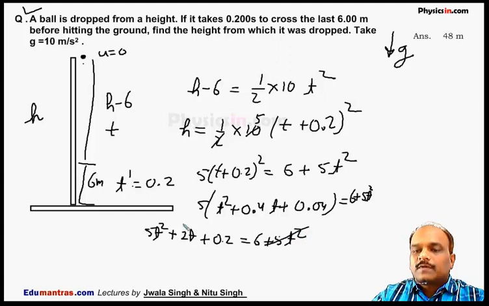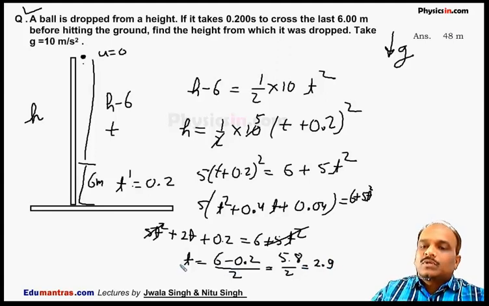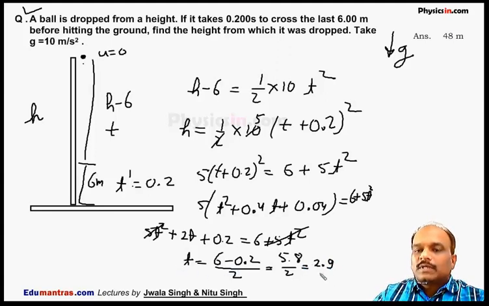So from here this 5t square and 5t square will vanish, and we get t equal to (6 minus 0.2) divided by 2. So it is equal to 6 minus 0.2, which is 5.8, divided by 2, which is equal to 2.9. So the total time is 2.9.